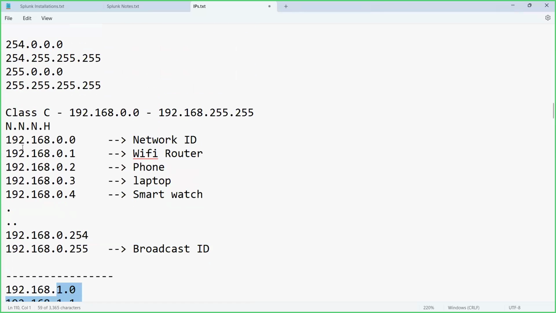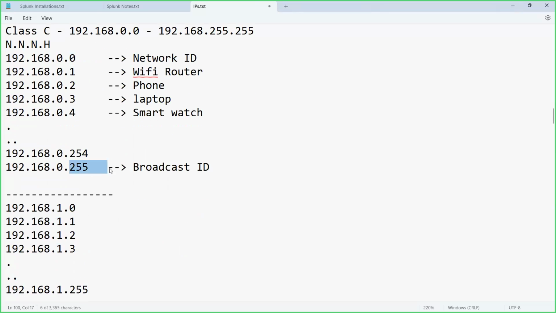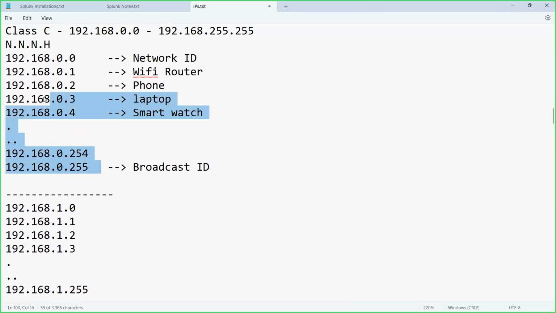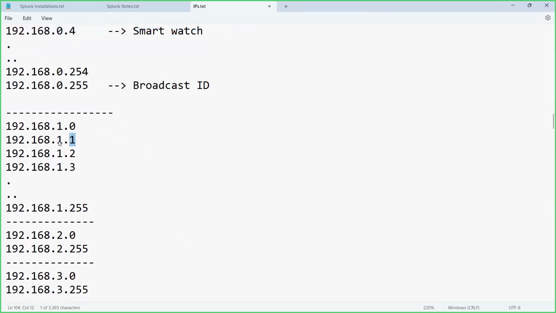So this is the entire 192.168.0.x network. In this network, we have hosts from 0.0 to 0.255. When the 0 changes to 1, the network divides here, and this starts a new network. Now, the devices in this network cannot communicate with devices in other networks. They can only communicate with the devices in the same network.